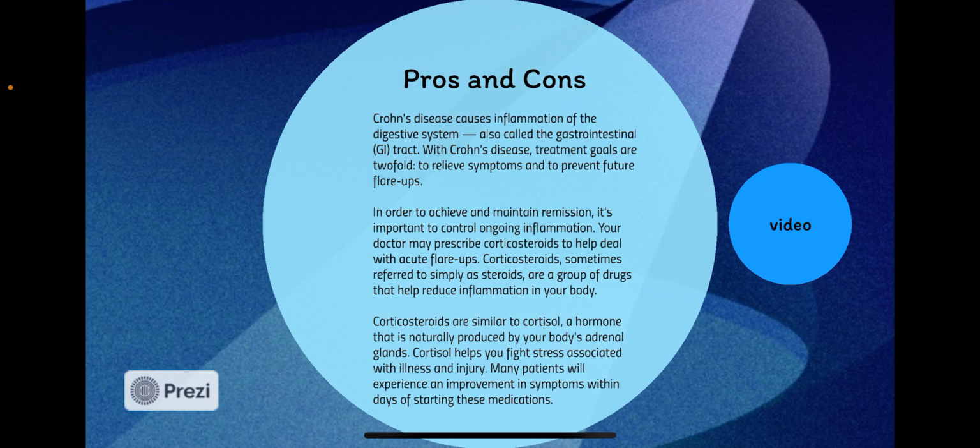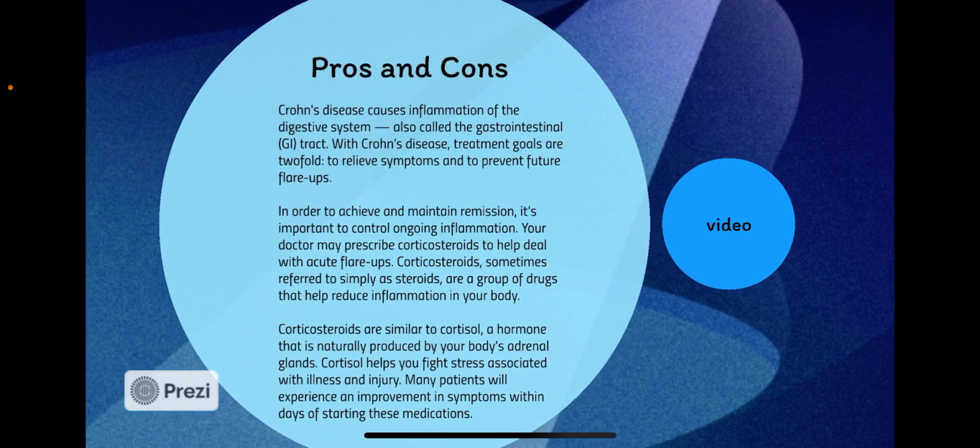Your doctor may prescribe corticosteroids to help deal with acute flare-ups. Corticosteroids, sometimes referred to simply as steroids, are a group of drugs that help reduce inflammation in your body. Corticosteroids are similar to cortisol, a hormone that is naturally produced by your body's adrenal glands. Cortisol helps you fight stress associated with illness and injury. Many patients will experience an improvement in symptoms within days of starting this medicine.